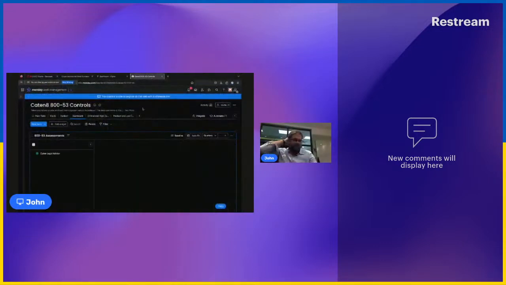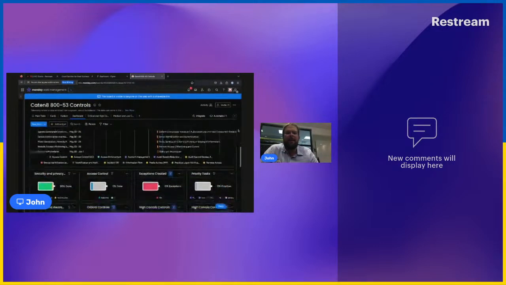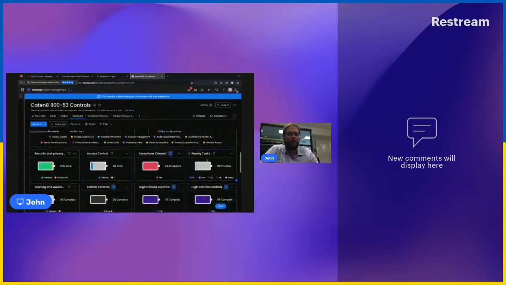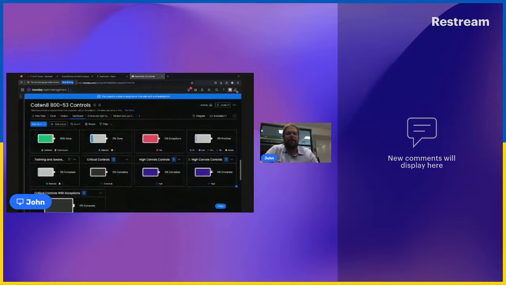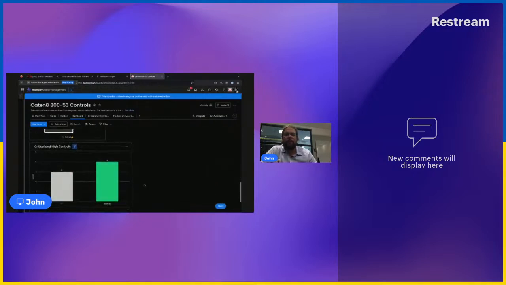Now, what we've got here is our risk assessment. And what we can see is if there's exceptions created, our security and privacy attributes, our access control, our priority tasks, high importance controls, critical controls, training and awareness, controls that have exceptions. And we see that there's one critical control with an exception. So if we create an exception to a control, we've introduced risk to our organization. We can also determine the validity of our critical and high controls.